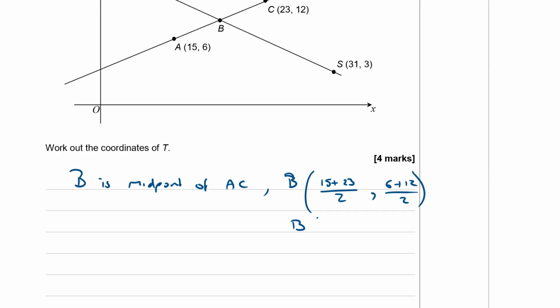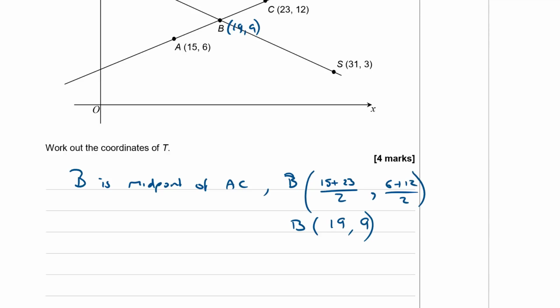That tells me that B has coordinates 15 plus 23 is 38, divided by 2 is 19. And the y coordinate 6 plus 12, 18 divided by 2 is 9. So B has coordinates 19, 9. Add that to the diagram, 19, 9.